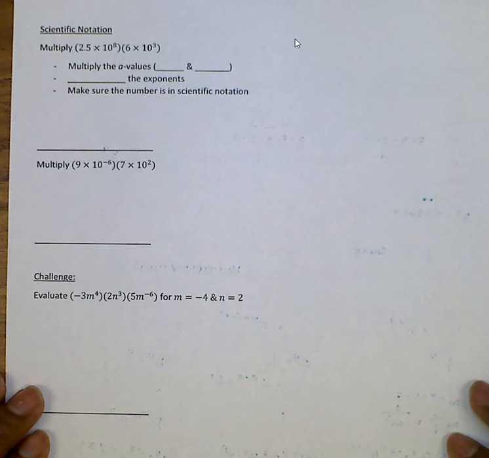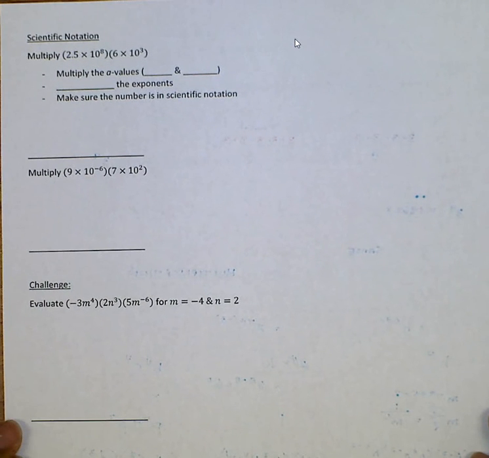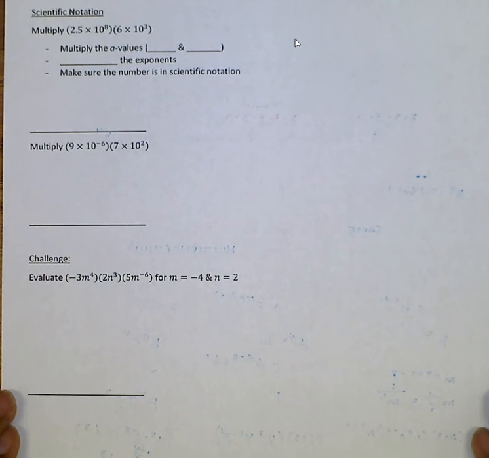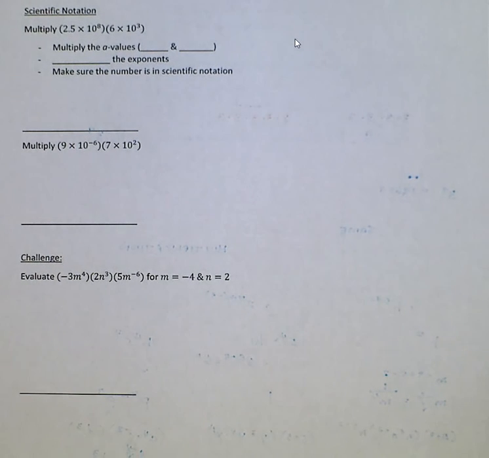So speaking of that, let's look at scientific notation and how that plays part in our rules. Last time we did multiplying with scientific notation, we showed that we can reorganize the problem to help ourselves out. We'll do the same thing here. We have 2.5 times 10 to the 8th times 6 times 10 to the 3rd. And so we're going to reorganize the problem so that we can do that.